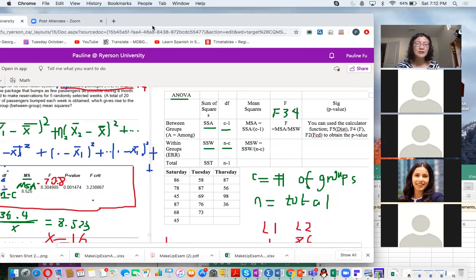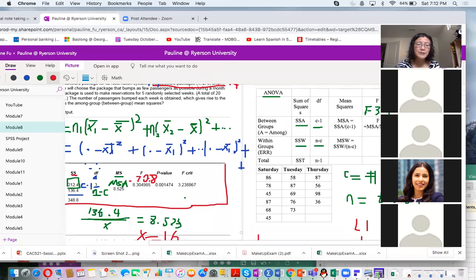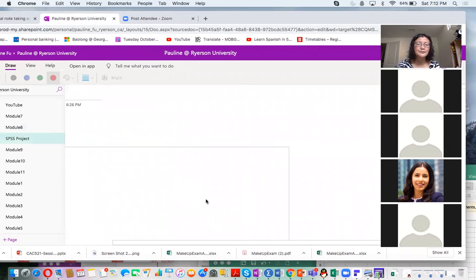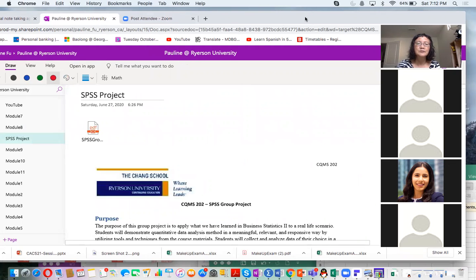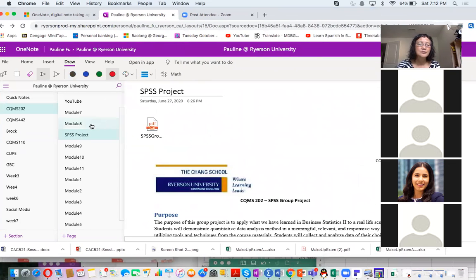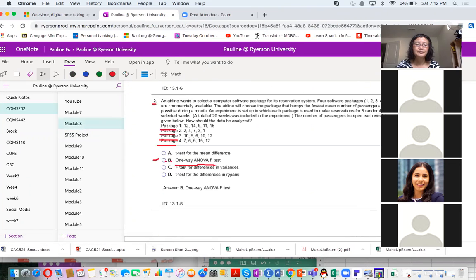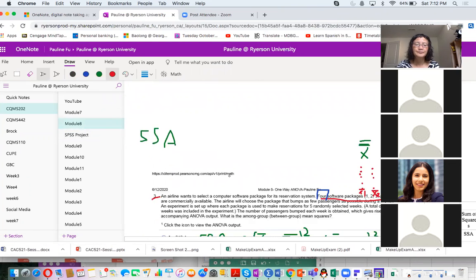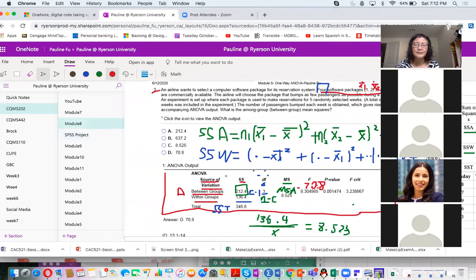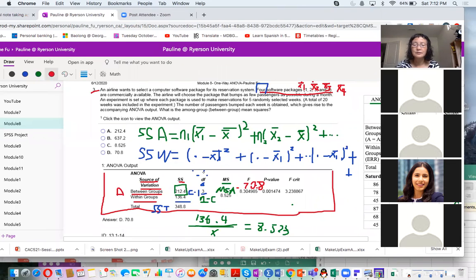The result, your calculator result would be in this format here, this table here. Your calculator result will give you this table. Okay.